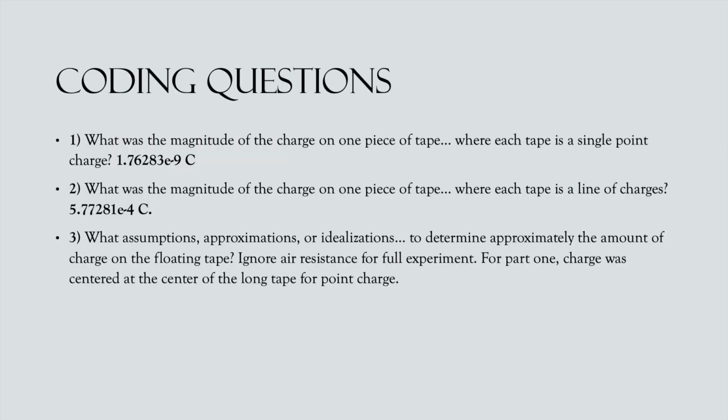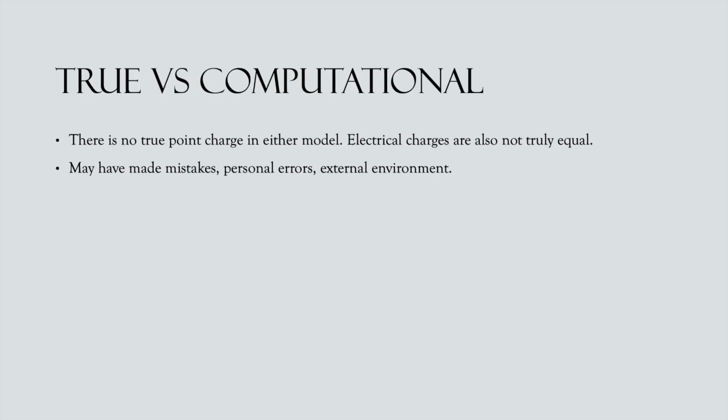This is interesting because we did get different values compared to the 1 piece of tape for the single point compared to the line of charges. We got a much larger value for the 1 line of charges compared to the point. Now for the assumptions, I ignored air resistance, etc. Now, for the true versus computational, the electrical charges were not equal, and there was no true point charge in either model, so those were similar.